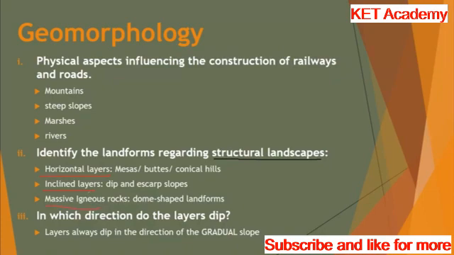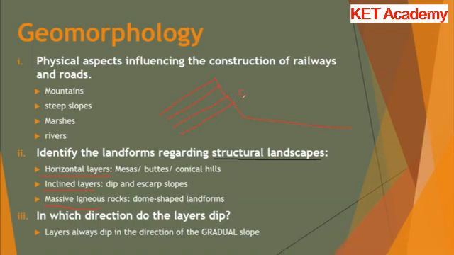In which direction do the layers dip? So your layers of the landscape are always going to dip towards the gradual slope. So generally towards your dip slope. So if we have a landscape feature that looks like this, we have our scarp slope over here. It's much, much more sharp. And on this side, we have our dip slope, dipping into the landscape. So we know that our inclines, they go in the direction of your gradual slope. So in the direction of your dip slope.